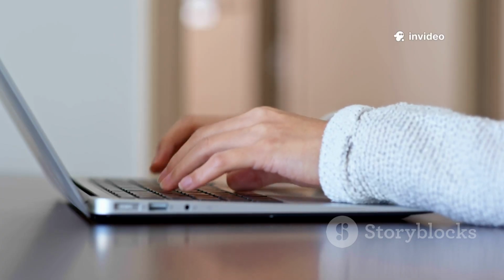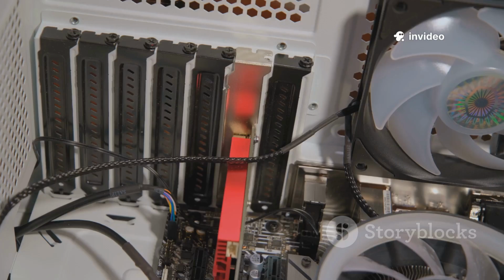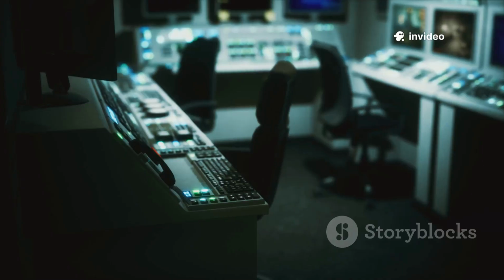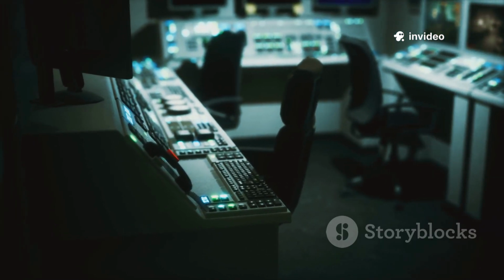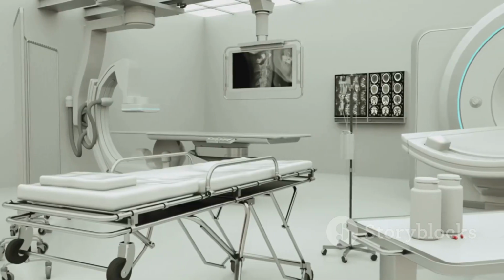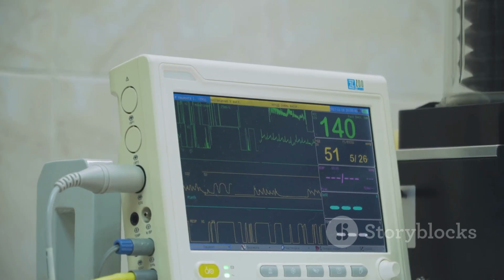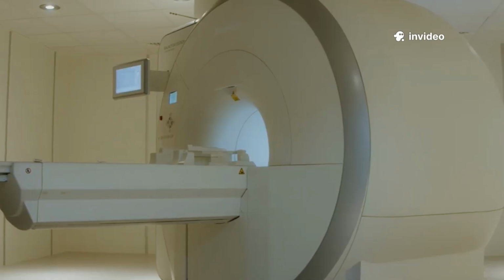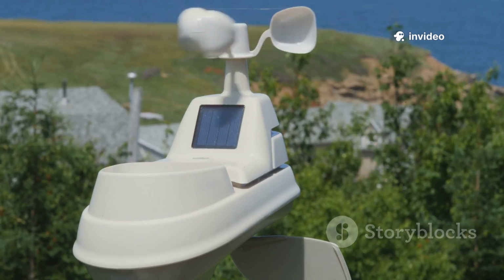Now, onto the coolest type, hybrid computers. These are a mix of analog and digital. They use the real-time processing power of analog computers and the accuracy of digital ones. Think of machines in hospitals, like ECG, electrocardiogram machines, MRI scanners, or even weather forecasting systems.